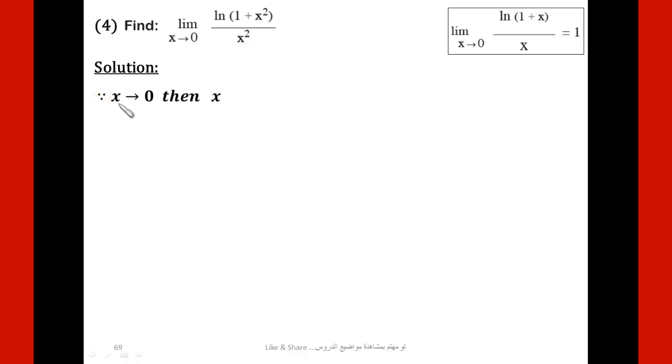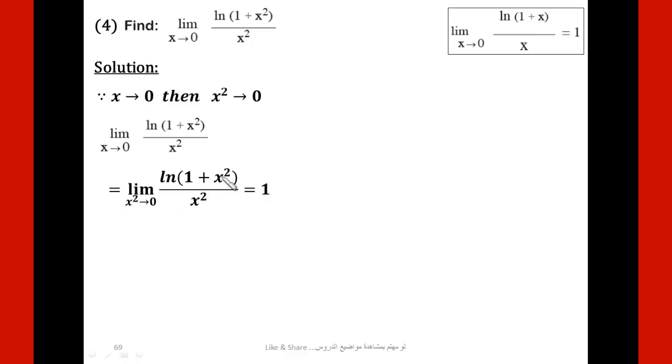Solution: since x tends to 0, then x square tends to 0 by squaring the two sides, and we can replace the limit. So limit ln 1 plus x square over x square when x tends to 0 equals limit ln 1 plus x square over x square when x square tends to 0. We substitute x tends to 0 by x square tends to 0, and we write it. Now we have the form of the rule, which equals 1.